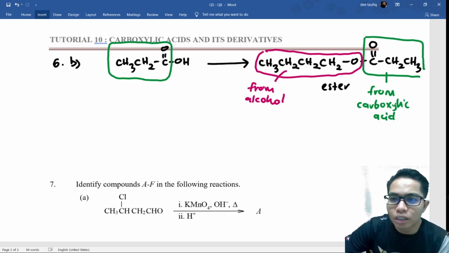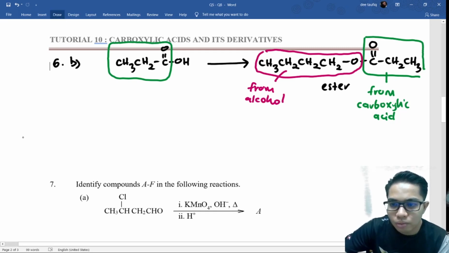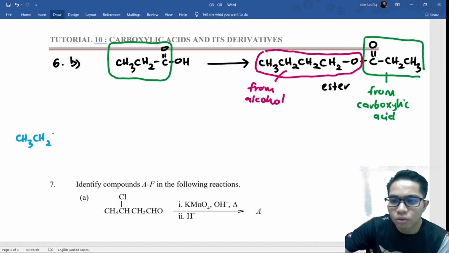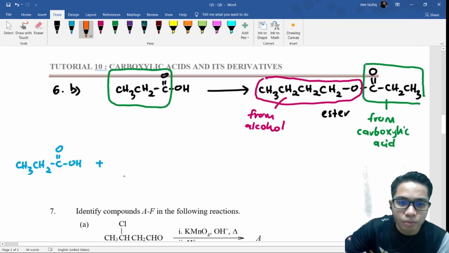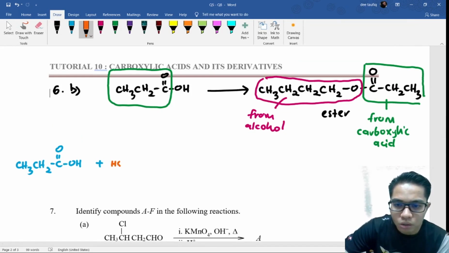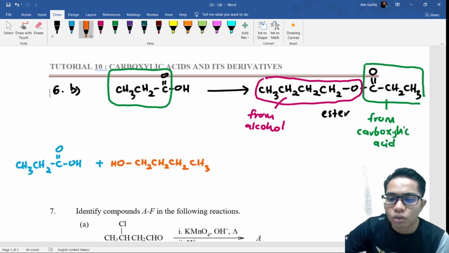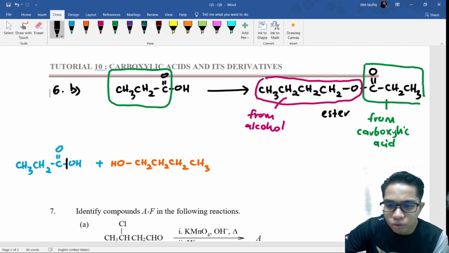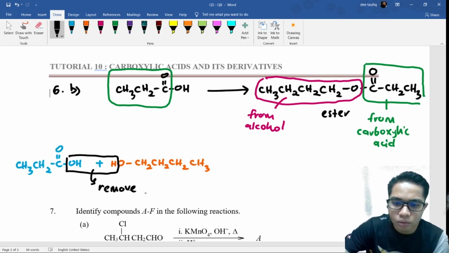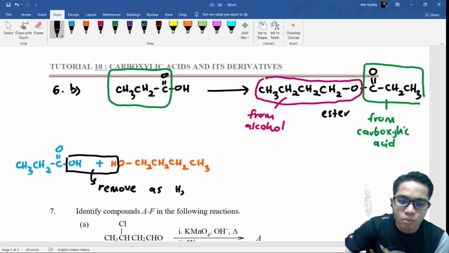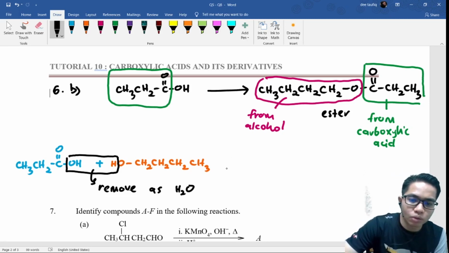Okay, so dia punya, kita nak balas dia, kita buat dia punya overall equation. So, CH3 CH2 C double bond O OH plus with our alcohol will be HO 1, 2, 3, 4 carbon, CH2 CH2 CH2 CH3. Okay, so what happened here is the OH from carboxylic acid combined with the H from the alcohol. So this one will be removed as H2O.